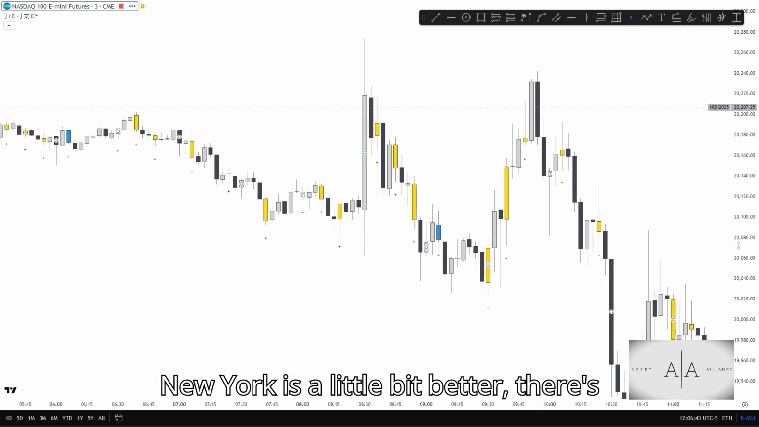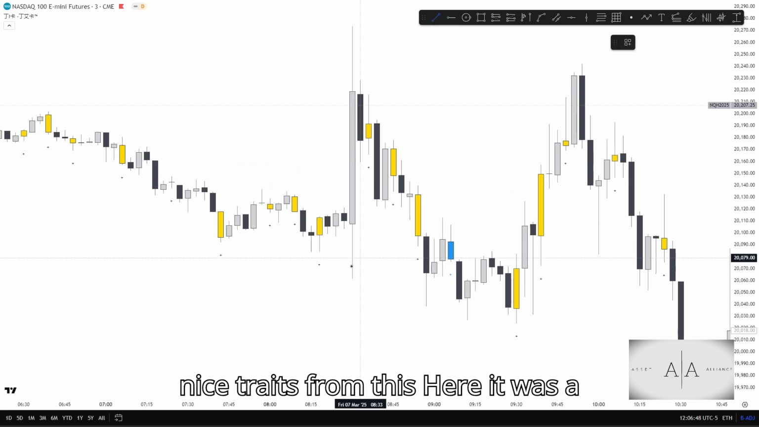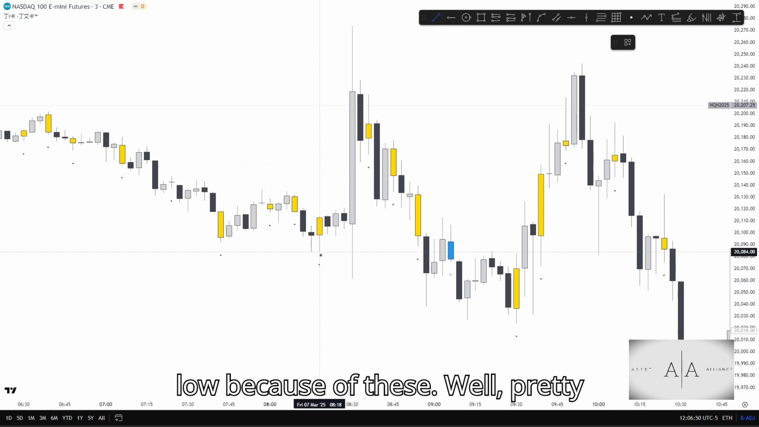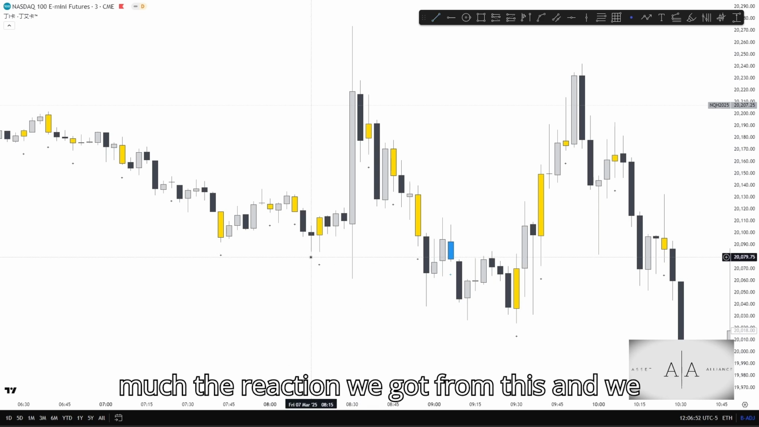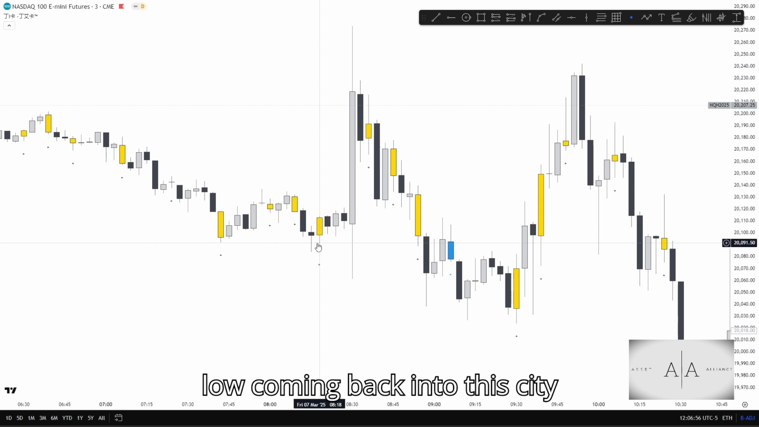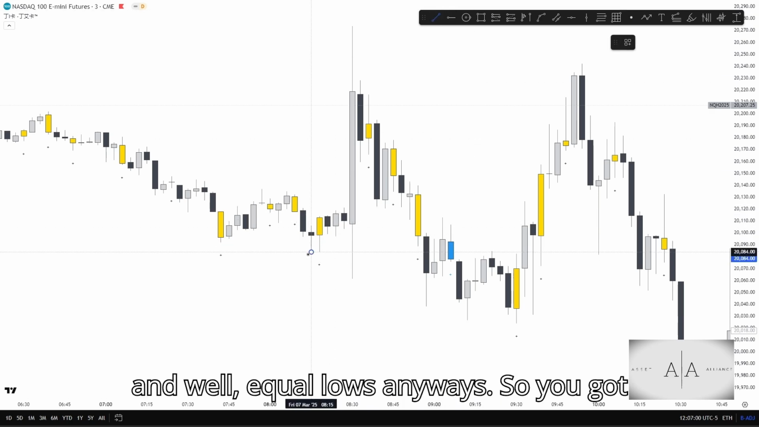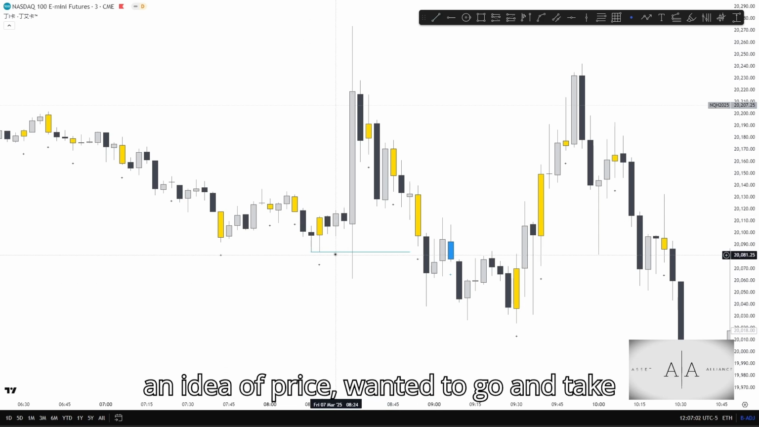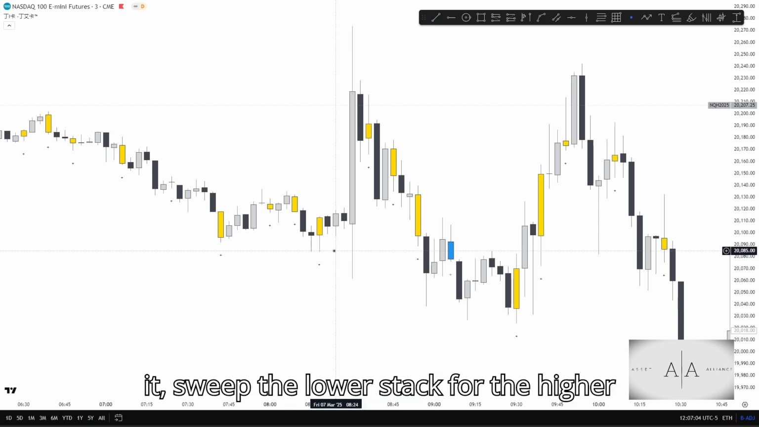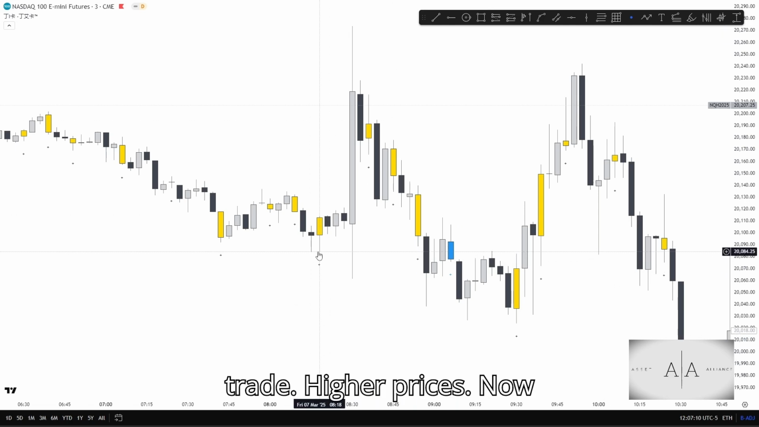So New York is a little bit better. There's more volume, so it's easier to get some nice trades from this. Here, it was a low because of the reaction we got from this, and we sweep the previous stack. So this was a low. Coming back into this SIBI, and equal lows anyways, so you got an idea of price wanting to go and take it. Sweep the low of the stack, then higher prices. Why is that? Bullish. So generally, you're going to be bullish for this trade.